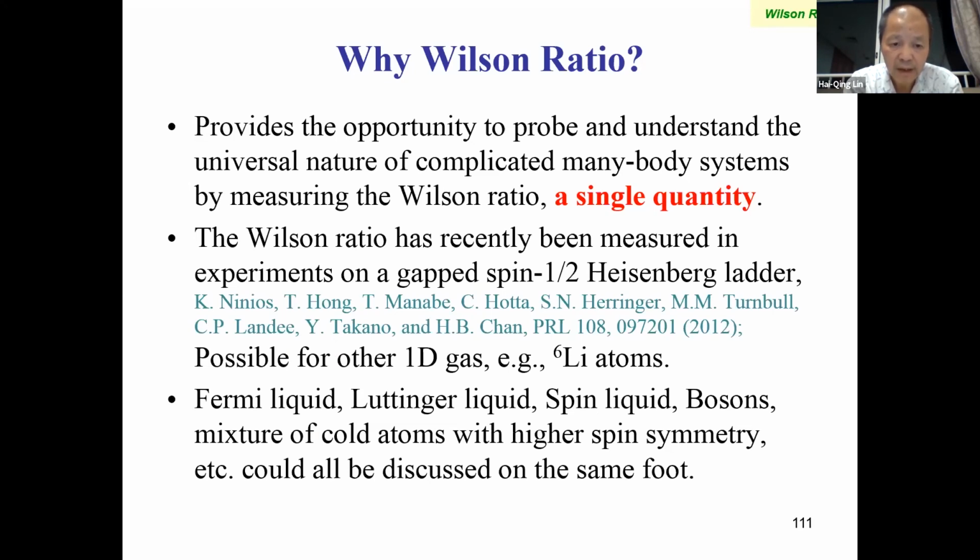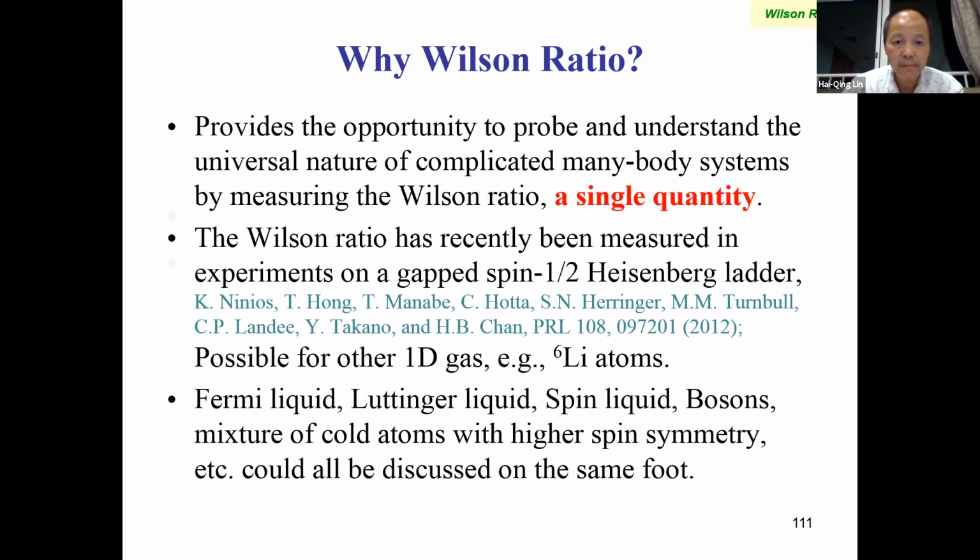Now, at least for the models I show you, we use the Wilson ratio to unify the Fermi liquid and Luttinger liquid. Right? Then, if you look at something like a Kitaev model, then you can study the Wilson ratio, and this is the work we are doing. Now, our hope is that we also can use the Wilson ratio, a single quantity, to unify the measurement in a Fermi liquid, Luttinger liquid, and spin liquid.